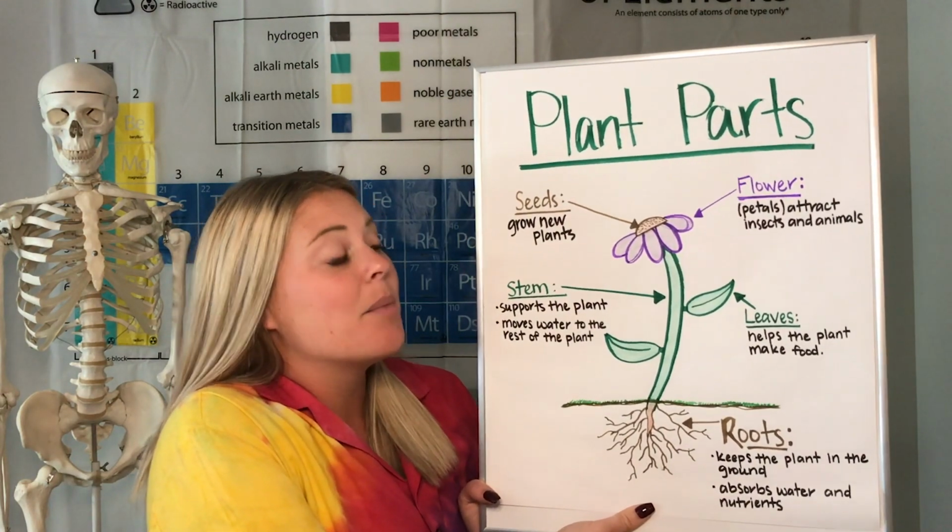Now, scientists, plants, in order to grow, have to make their own food. And they make their own food by using materials or things around them, like water, like sunlight. And they make this thing called glucose. Glucose is a type of sugar.